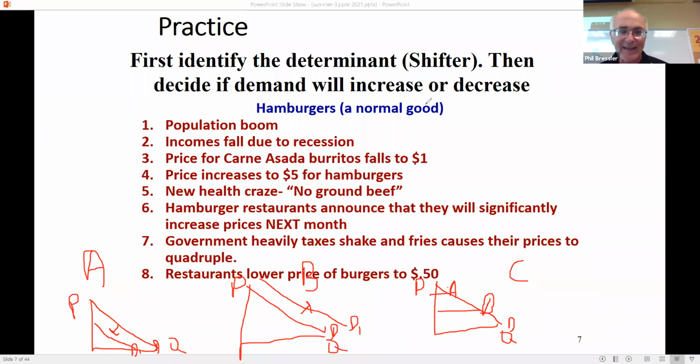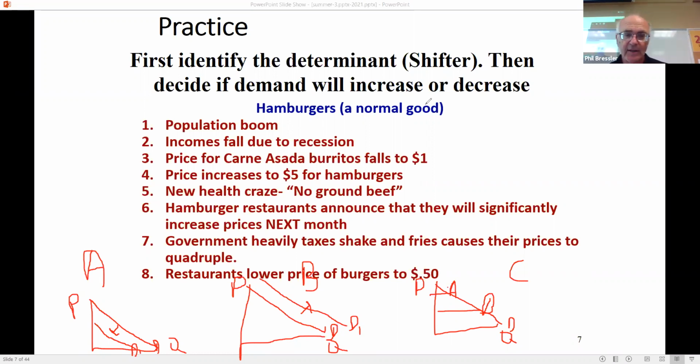Good job there. Ian, number 6, hamburger restaurants announced they will significantly increase prices next month. The determinant would be expectations and demand would increase. All right, excellent, perfect. And that would be diagram B. We go from D to D1, we show the arrow, meaning that we're increasing, we have price and quantity on the axes, and it's expectations because it's next month, people are buying more hamburgers today. All right.